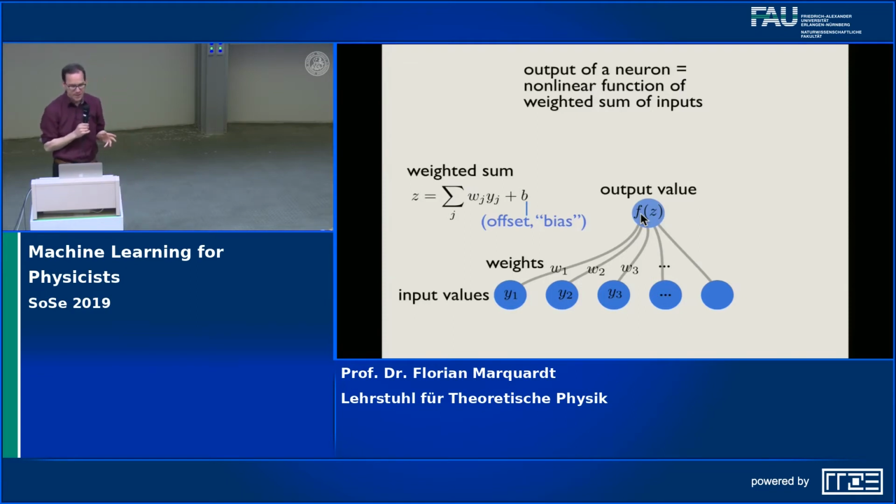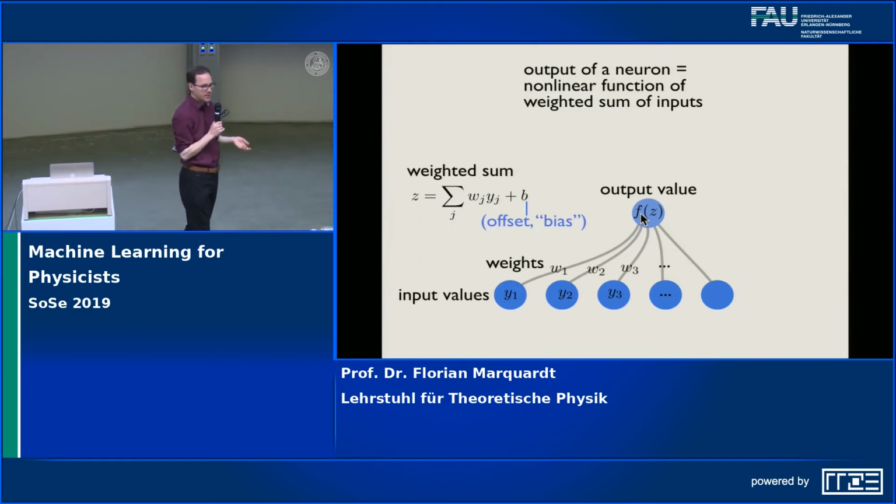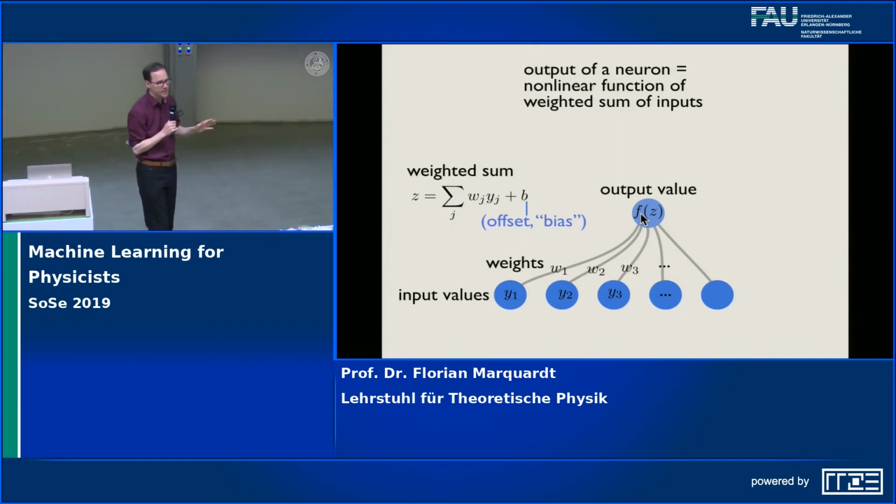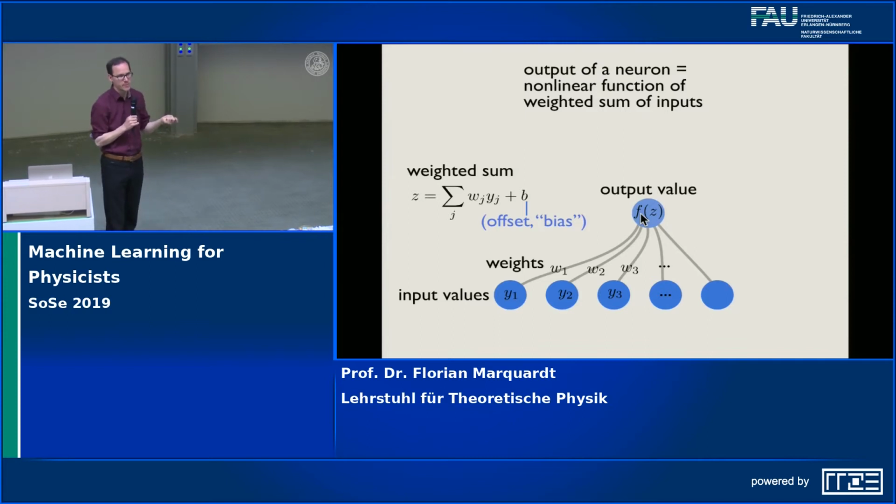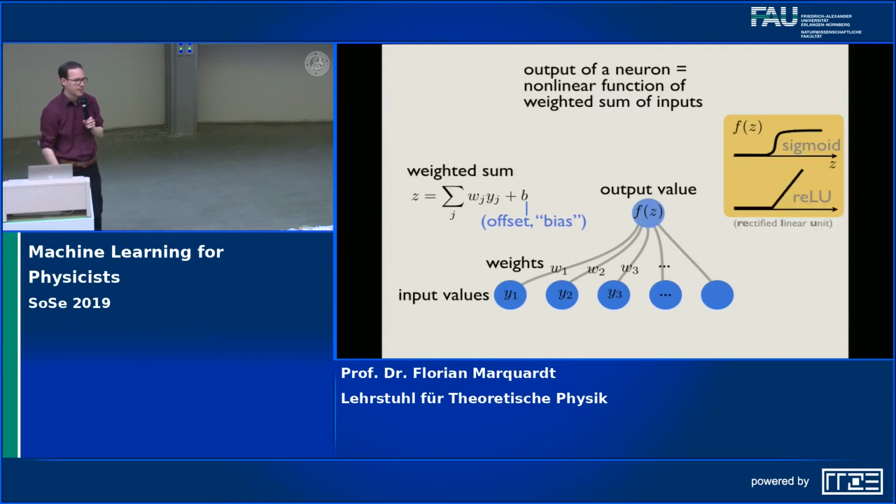But the good thing is this f, I do not need to make it dependent on any parameters. We are done with the parameters. The weights and the biases are enough. This f can be chosen fixed. It can be the same f for all the neurons in the neural network. It doesn't need to adapt during the training. I can choose some nonlinear function f. And people like to choose very simple nonlinear functions. Here I show 2 examples.